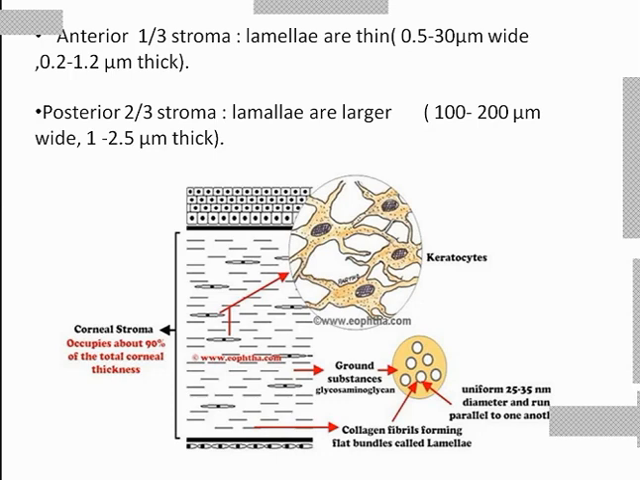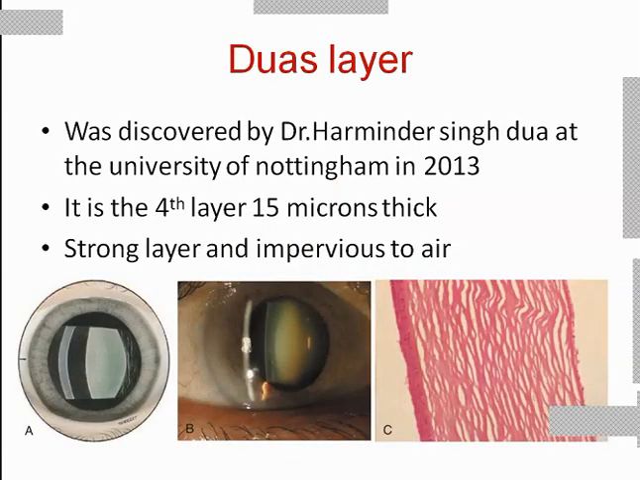So the anterior one-third of the stroma has lamellae that are smaller, and the posterior two-thirds of the stroma has lamellae that are larger. So this is a little bit more for you. This is the jewel here, discovered by an Indian in 2013. It's a very latest discovery, University of Nottingham. You remember the latest cornea consists of this layer also. It is included, and it is the fourth layer, 15 microns thick, a strong layer and impervious to air. What has been written about the Dua's layer.